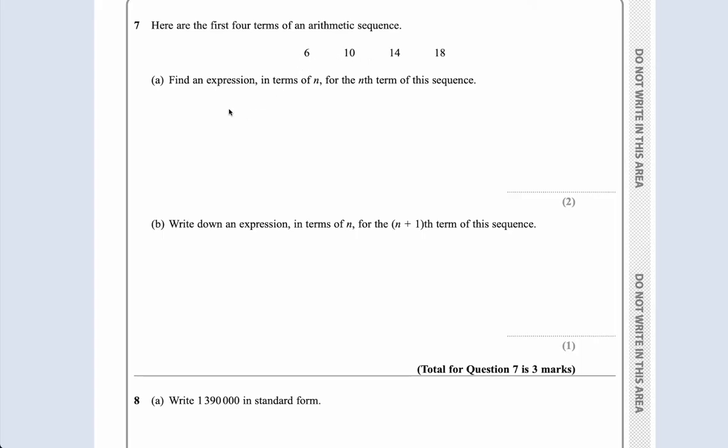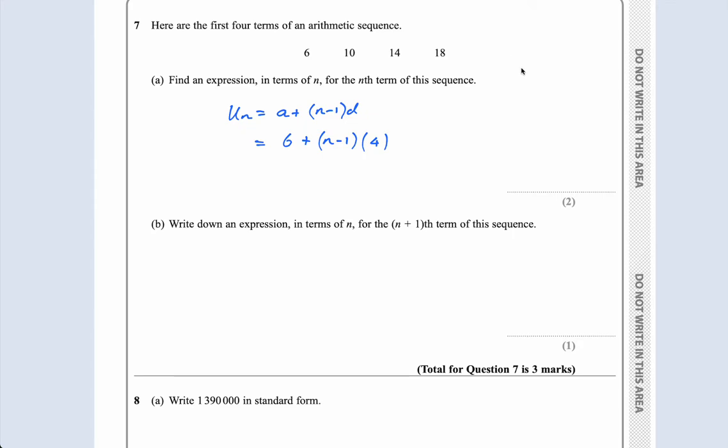But the way I like to do it is to write u of n equals a plus n minus 1 d. Now this formula is not in the formula booklet. It gives the sum of the sequence, but it doesn't give the nth term of the sequence. But I find this useful and I get my students to learn this formula. The first term is a, so that's 6, plus n minus 1 times d, which is 4. D is the common difference.